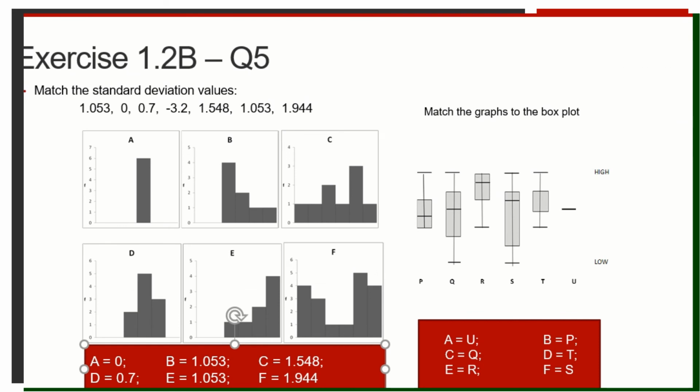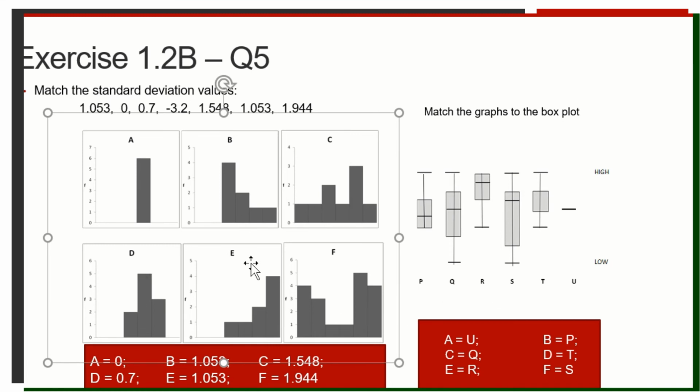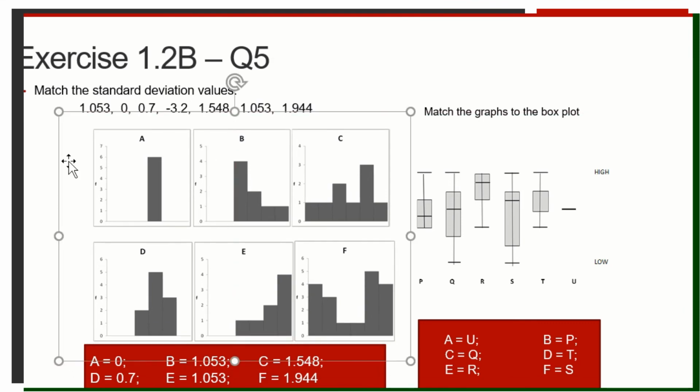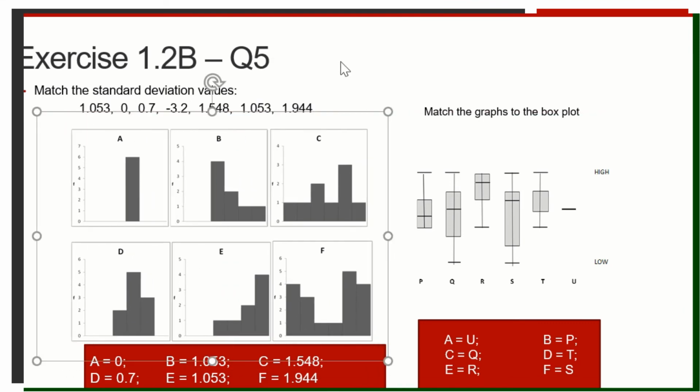So look at your histogram. Which two histograms look the same? Of course not any of these, right? These are all looking so different. It will be B and E. If you look at B and E, it's the same.